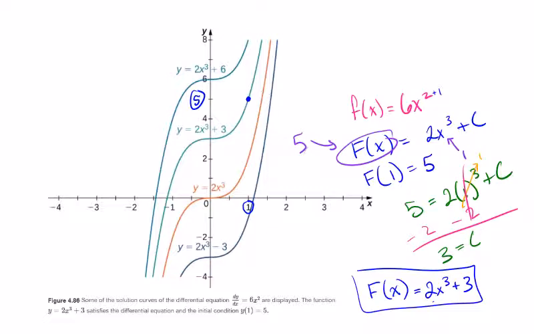All right. And so that's what we'll do, is we will be given an initial condition, and we'll use that to find our unknown constant in our antiderivative or integral. Okay.